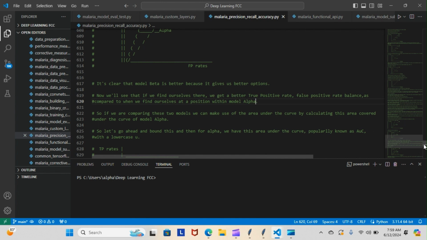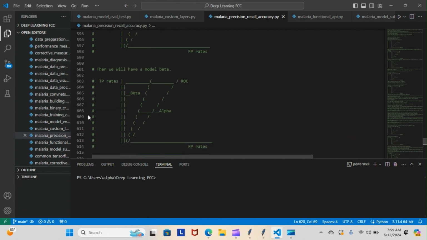Let me show you what that looks like. Let's say we had a position here within our model beta. You can see we are very close to the top true positive rate, and if we trace our way all the way down, we have a very low false positive rate. As opposed to having a position here in our alpha model, where we would have an okay true positive rate, but it's not the highest we can get. We'd have a higher true positive rate in beta, and our false positive rate can get lower in beta. So that's why I'm saying our model beta will outperform our alpha model.